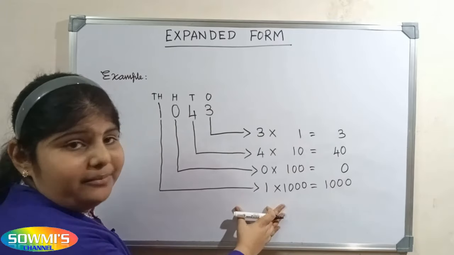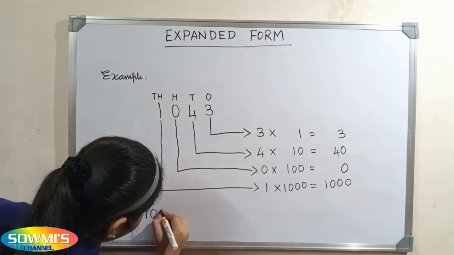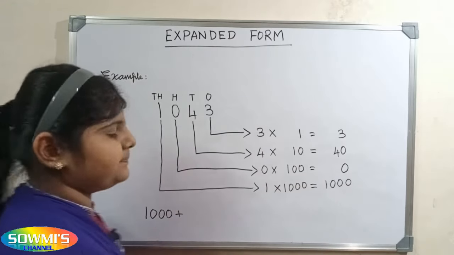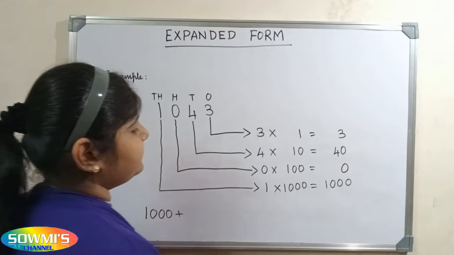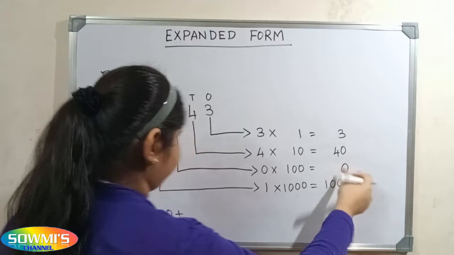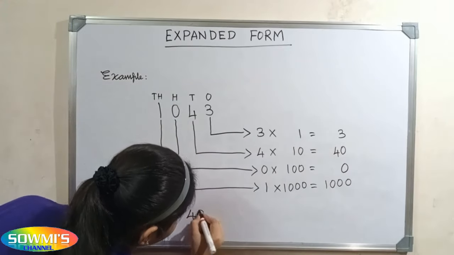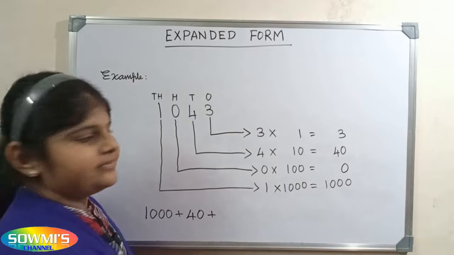So the expanded form is 1000 plus, here the place value is 0, so we have to ignore it, 40 plus 3.